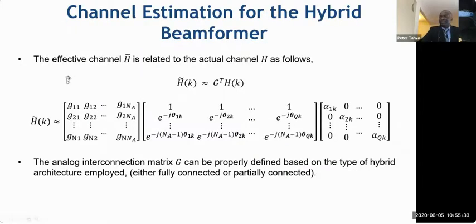So the effective channel, as it relates to the actual channel, now changes because the interconnection matrix is introduced. And as stated earlier, this is defined depending on which architecture we're using, either the fully connected hybrid architecture or the partially connected hybrid architecture. For our experiment in this work, we use the partially connected hybrid architecture.